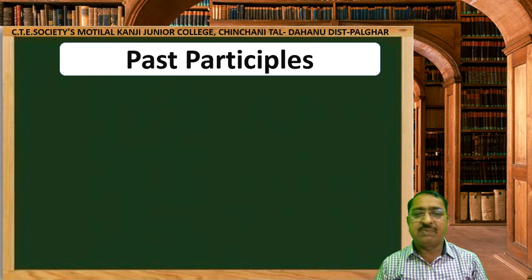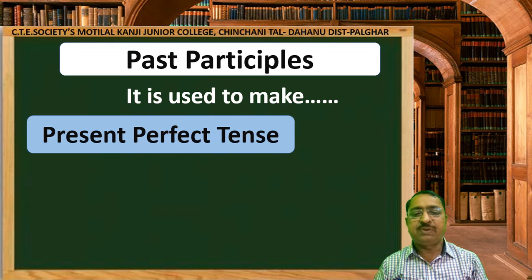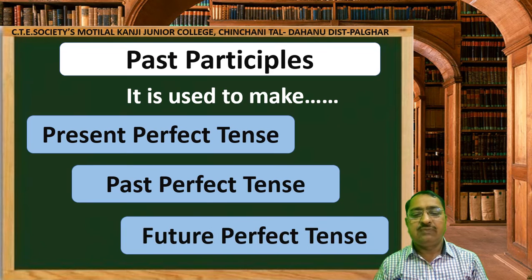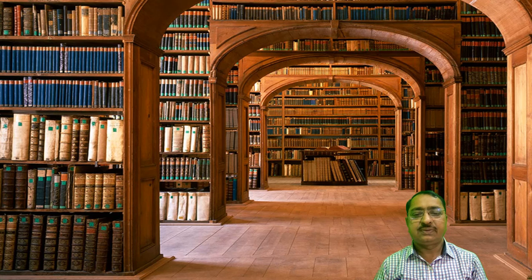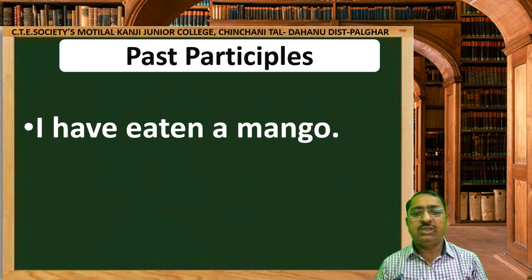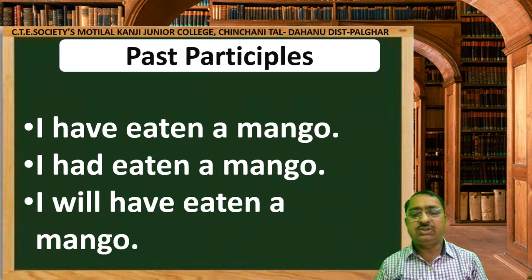Past participles examples: it is used to make present perfect tense, past perfect tense, and future perfect tense. See the example: I have eaten a mango. I had eaten a mango. I will have eaten a mango. Look at the three sentences. In three sentences, three different forms of past participle are used.